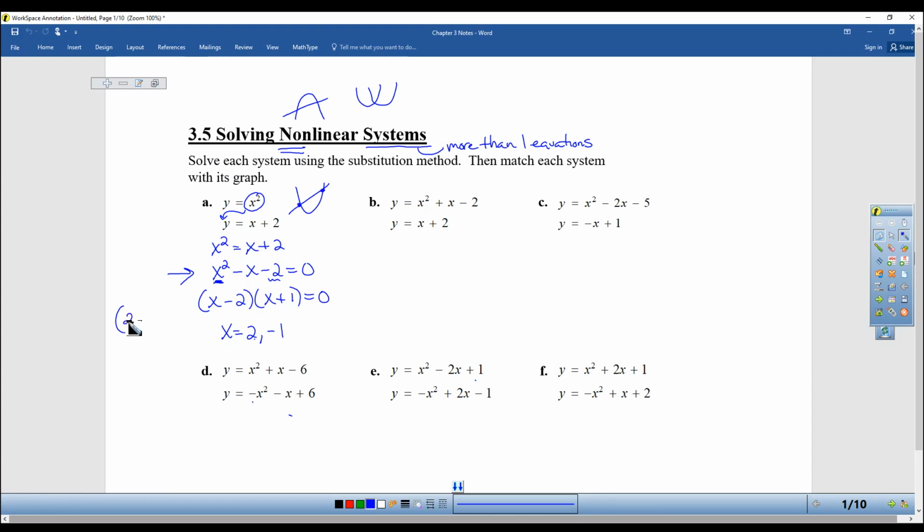So when x is 2, I can plug this back into either equation. So 2 squared is 4, or I could have plugged it in here. 2 plus 2 is 4. When x is -1, -1 squared is 1. Or I could have plugged it into here. -1 plus 2 is 1. That also confirms that it's correct if when you plug it in, it works the same for both equations.